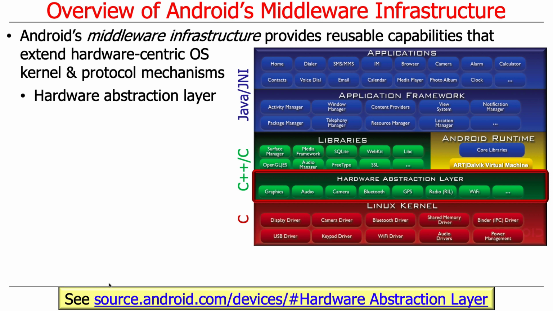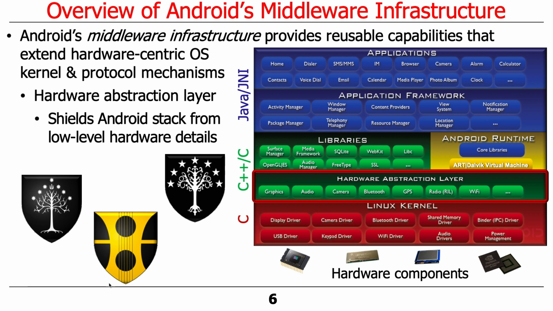And the purpose of the HAL is to shield the Android stack from low-level hardware details. Now, the funny thing here is when you hear this, your first inclination should probably be, well, wait a second, isn't that what the operating system kernel is supposed to do? Because after all, the operating system kernel is also a hardware abstraction layer, if you think about it. And the main difference is, well, there's two differences.